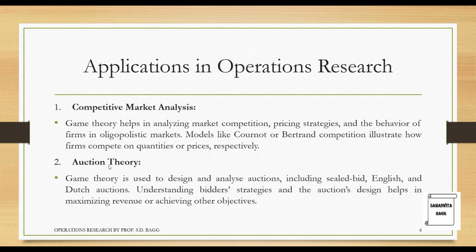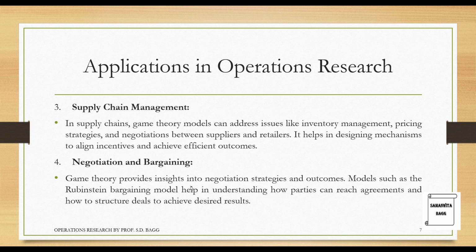The second one is auction theory. Game theory is used to design and analyze auctions, including sealed bid, English, and Dutch auctions. Understanding bidders' strategies and the auction's design helps in maximizing revenue or achieving other objectives. The third one is supply chain management. In supply chains, game theory models can address issues like inventory management, pricing strategies, and negotiations between suppliers and retailers. It helps in designing mechanisms to align incentives and achieve efficient outcomes.